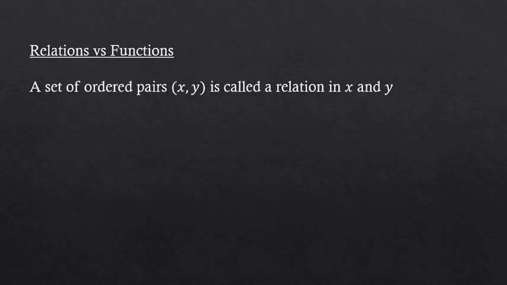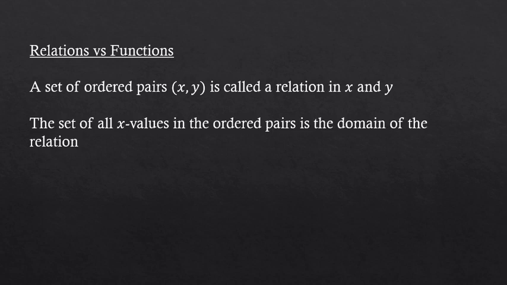So a set of ordered pairs x comma y is called a relation in x and y. Just a general set of ordered pairs. It can also be an actual equation, just like what we saw in the previous video, or it could be a visual representation of a relation through a graph.